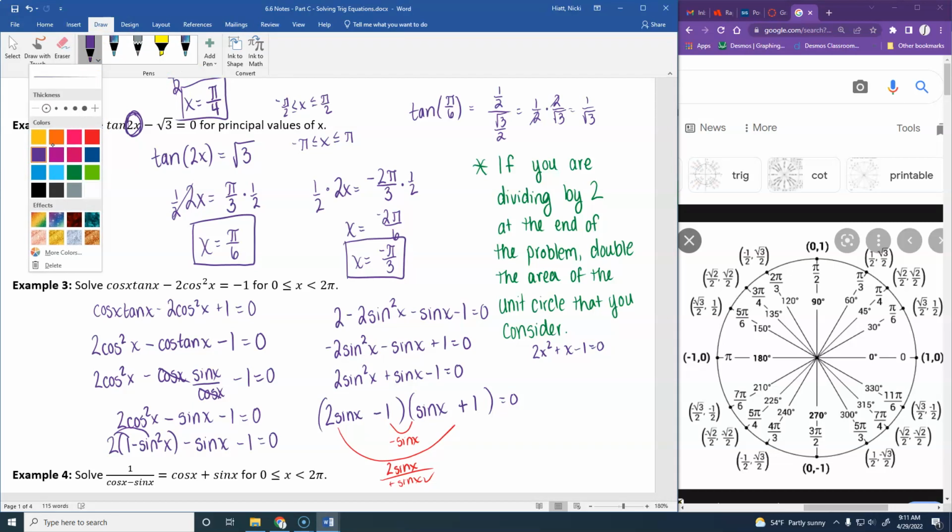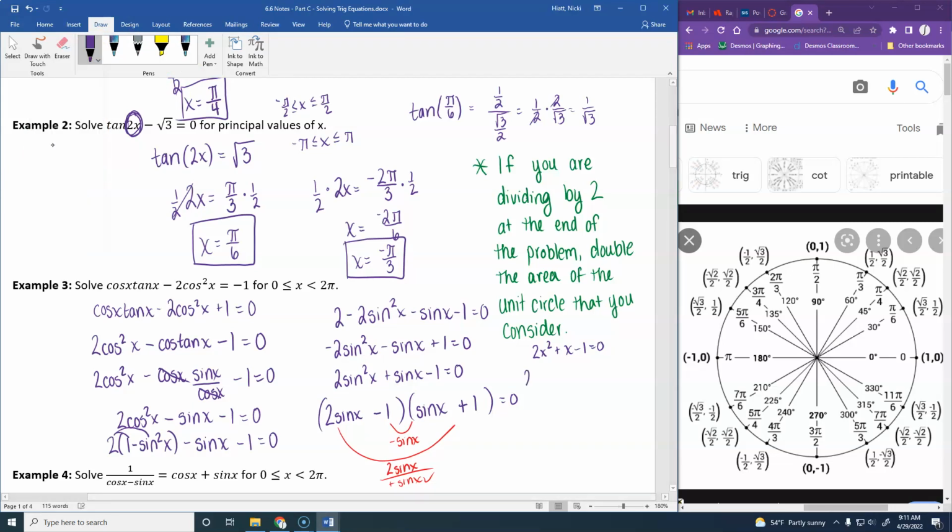I should have left more room on this problem. So we got 2 sine x minus 1 equals 0, and sine x plus 1 equals 0. So for that first one, 2 sine x equals 1, and sine x equals 1/2. Over here, sine x equals negative 1.